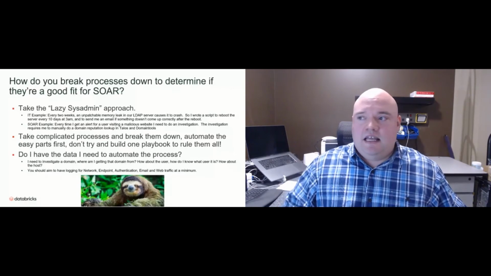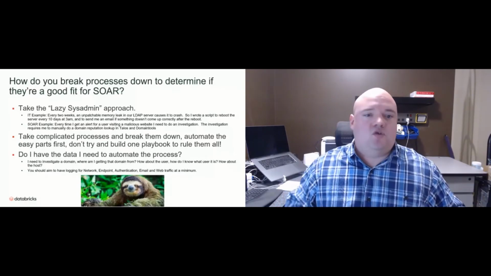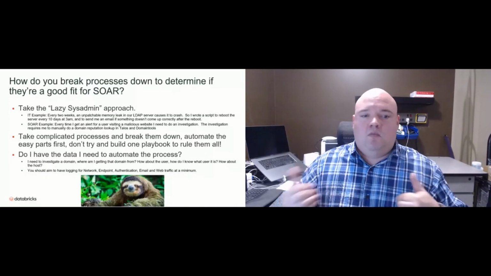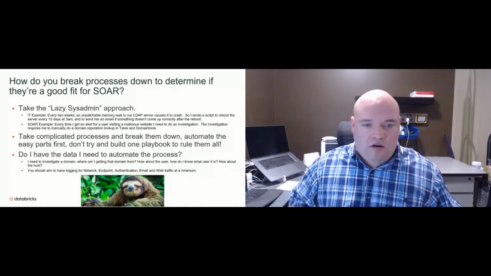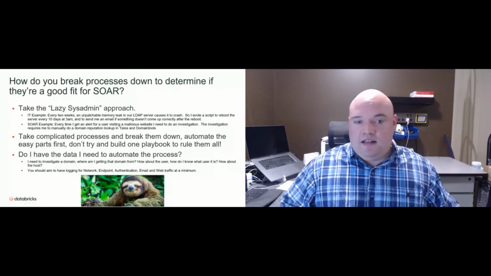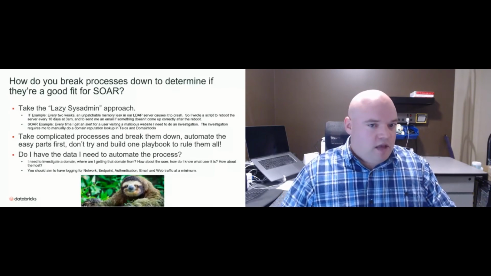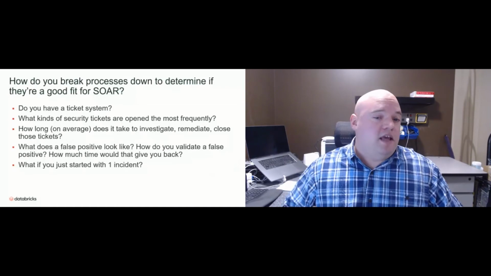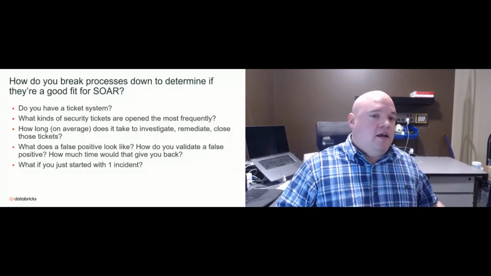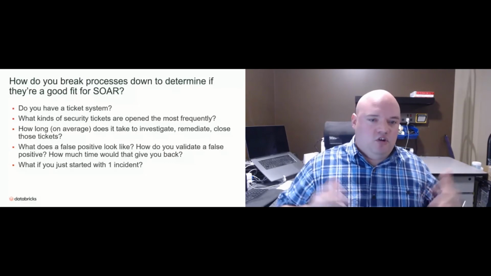And then the next thing is, how do you break those processes down to determine if they're a good fit for SOAR? Do you have a ticketing system? What kinds of tickets are being opened? How long does it take to investigate those tickets? And how long does it take to remediate them? What does a false positive look like? How do you validate that false positive? And if you didn't get any more false positives for that particular type of incident, how much time would that give you back? If the answer is a lot, then it's probably a good process to start breaking down into a SOAR playbook, starting with just one.